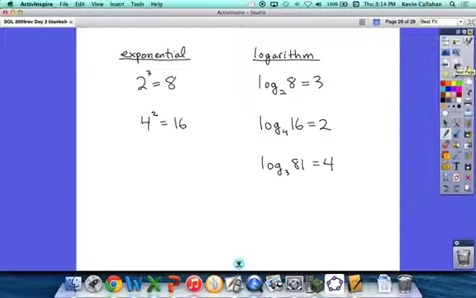Okay, what about log base 3 of 81 equals 4? Convert to exponential. Right? The base is 3 raised to the exponent of 4 equals 81. So we should be able to go both ways on that.